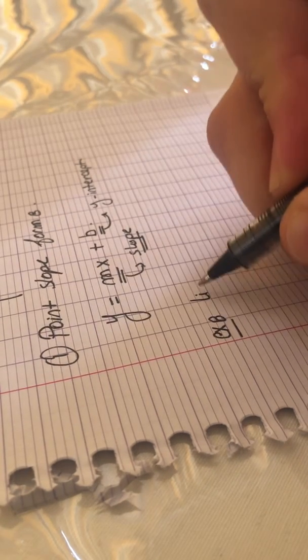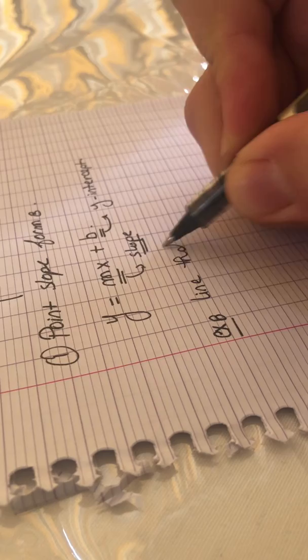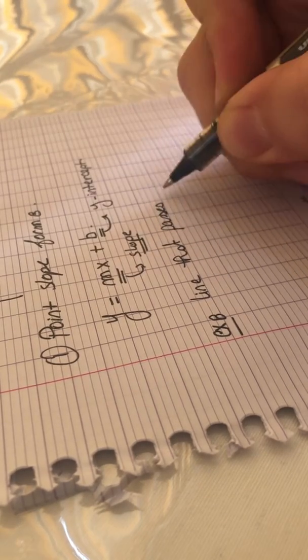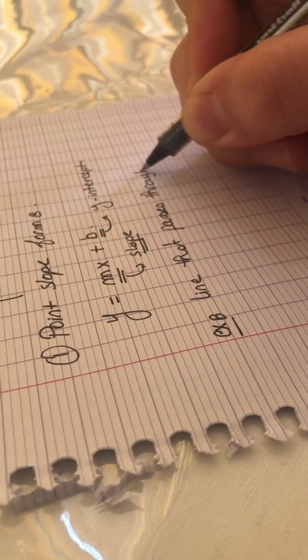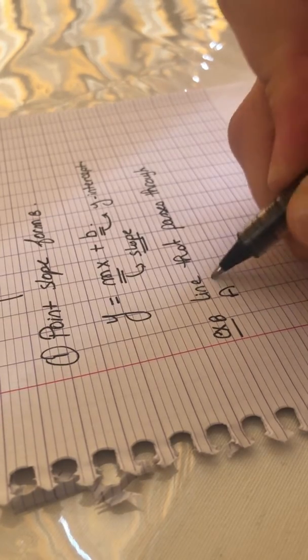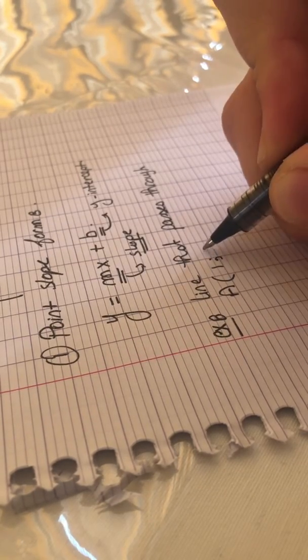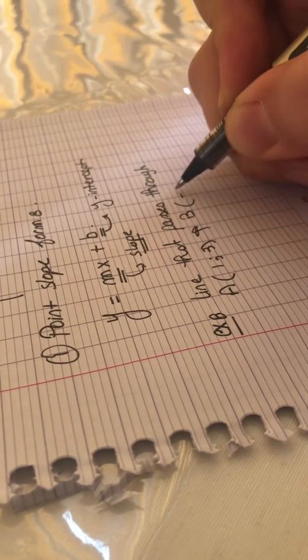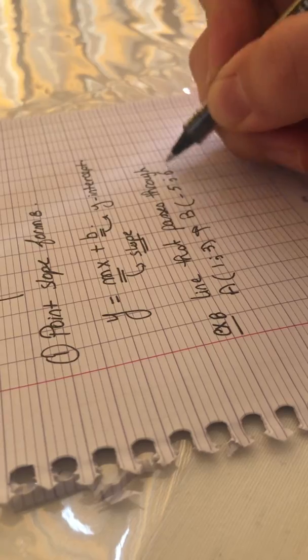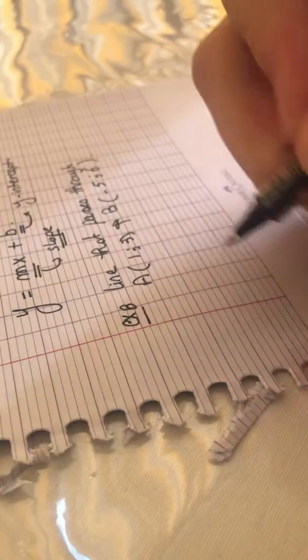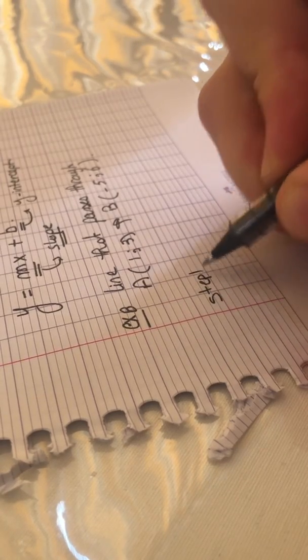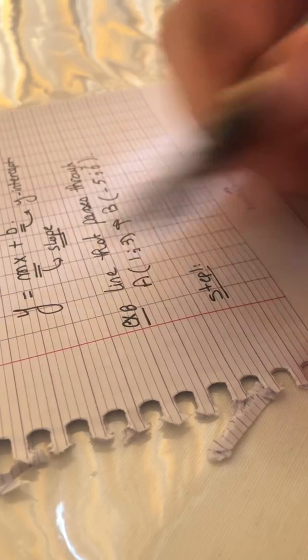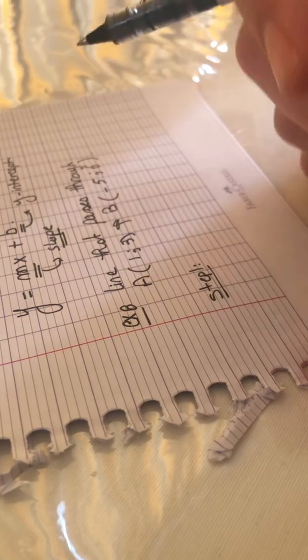Let's say I want to find the equation of the line that passes through two given points. Let's say the point A of coordinates 1 and 3 and point B of coordinates -5 and 6. Alright? So we need to follow three simple steps. The first step is I need to say, okay, do I have the slope? No. Do I have the y-intercept? No. So I need to find both of them.